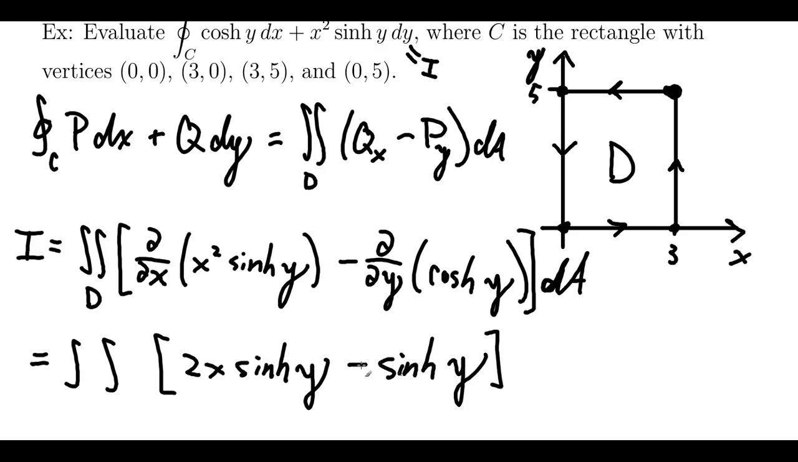So it doesn't really matter which order we integrate because this is separable. So let me just write dx dy because that's alphabetical. X goes from 0 to 3. Y goes from 0 to 5. So you see what I mean? This was a very easy integral to set up.